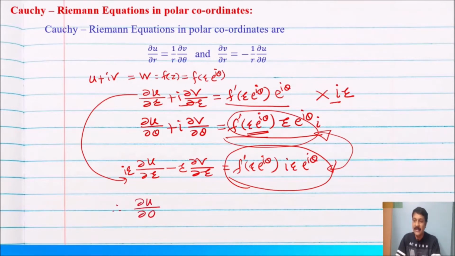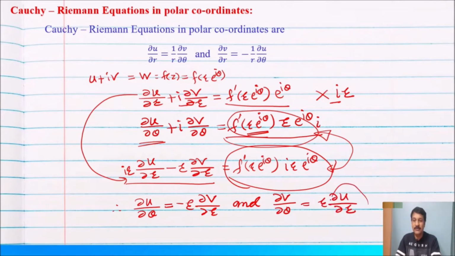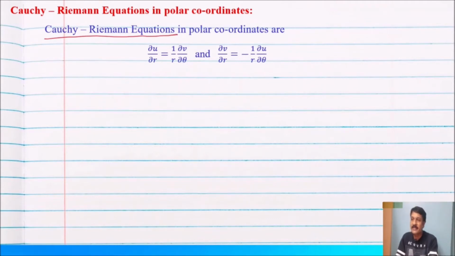And that is why, equating the real and imaginary parts of both equations, the real part gives ∂u/∂θ equal to minus r ∂v/∂r, and the imaginary part gives ∂v/∂θ equal to r ∂u/∂r. So by using this I get ∂u/∂r equal to 1/r ∂v/∂θ, and ∂v/∂r equal to minus 1/r ∂u/∂θ. So these are the Cauchy-Riemann equations, meaning C.R. equations in polar form. So you remember these things.